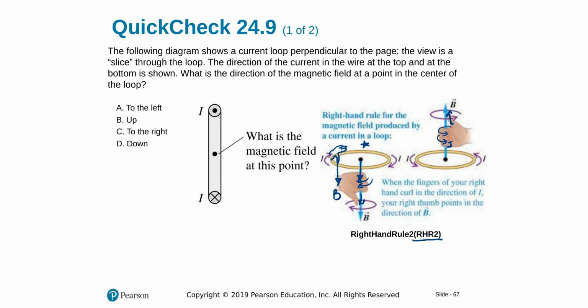Using this second right hand rule over here, this question is asking me what is the direction of magnetic field at the point in the center of the loop. Over here I have current coming out of the page here and current going into the page there.